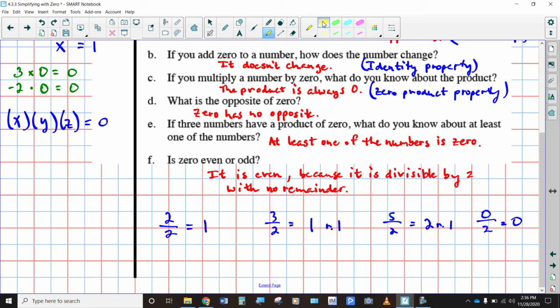So all the even numbers always are divisible by 2 with no remainder. Those are all even numbers. All of the odd numbers, when you divide them by 2, you always get a remainder of 1.